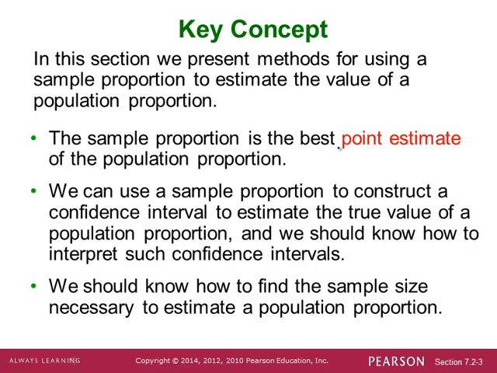The basic idea in all of these sections in chapter 7 is that we're coming up with a point estimate. And a point estimate is just a fancy way of saying that we are coming up with a single number to estimate some sort of quantity. In this case, it's the population proportion.